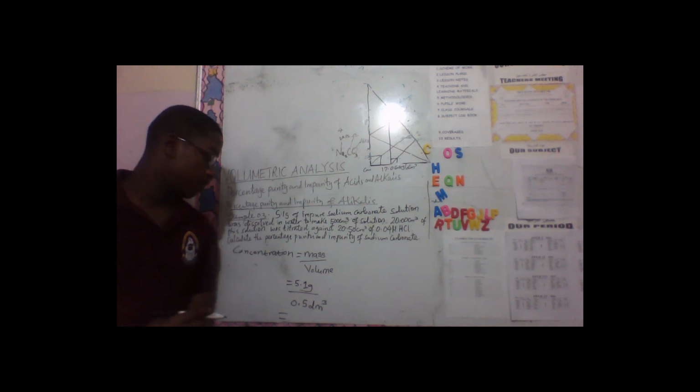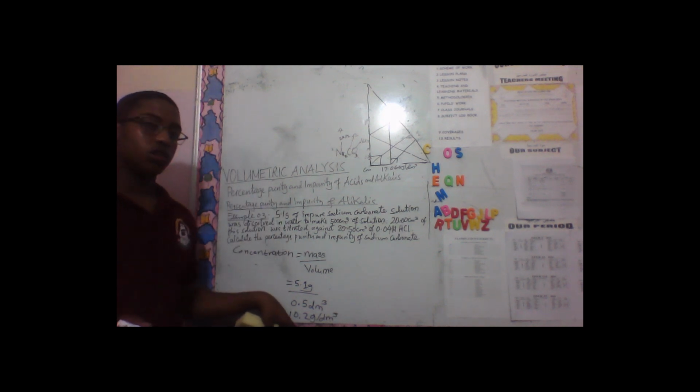Our volume will be equal to 0.5 decimeter cubed. What will be our answer here? 10.2 gram per decimeter cubed. So this is our concentration of impure substance.